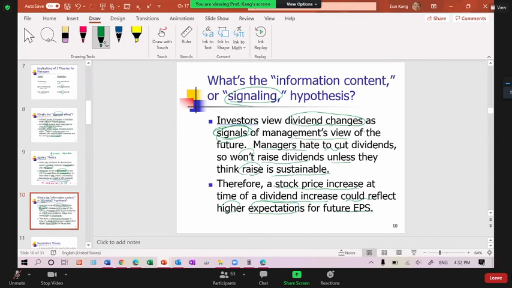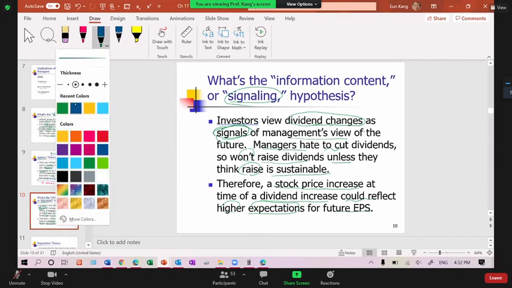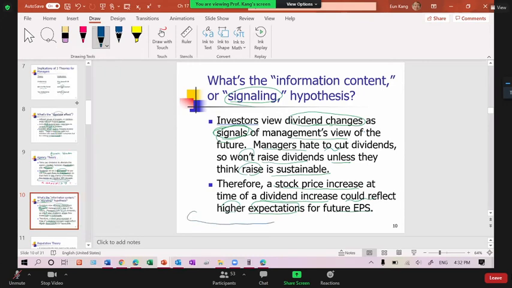So same thing. According to this theory, the stock price will what?